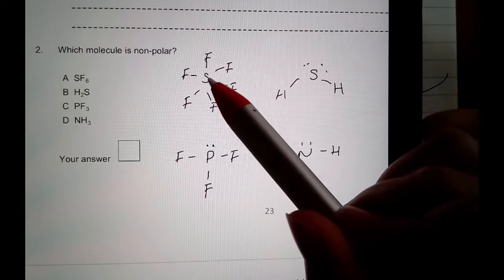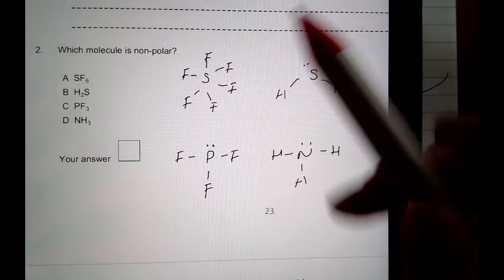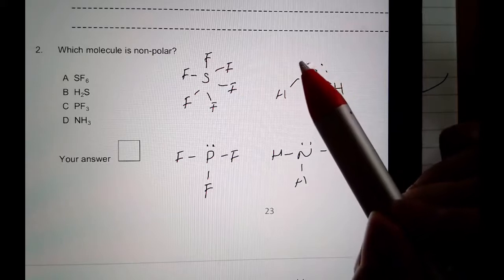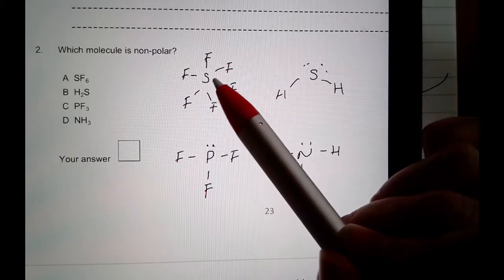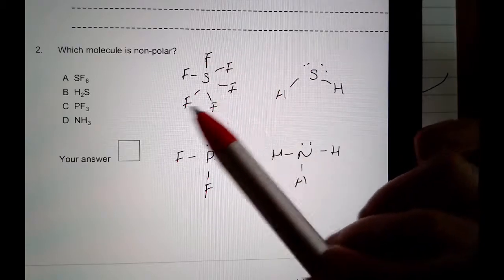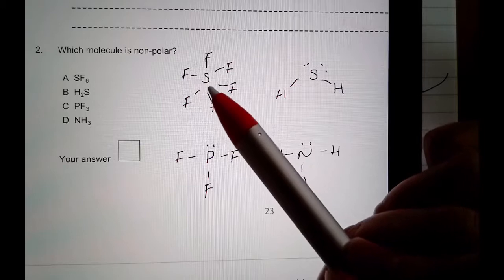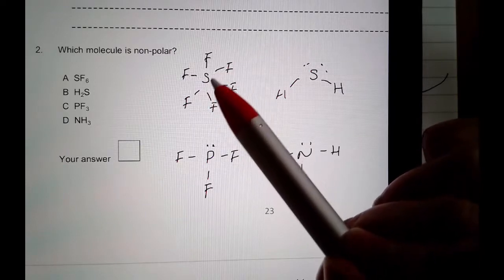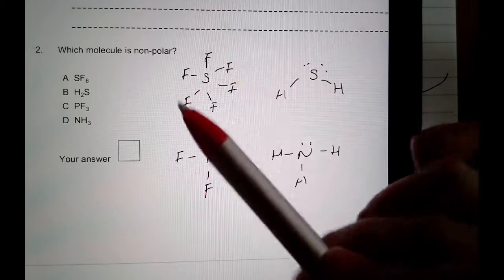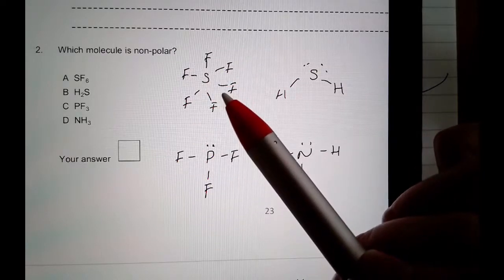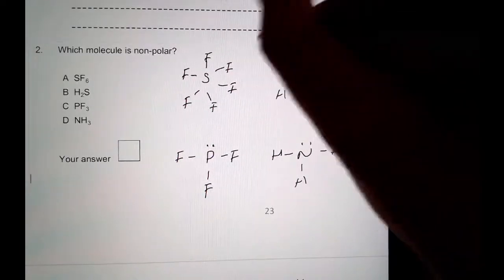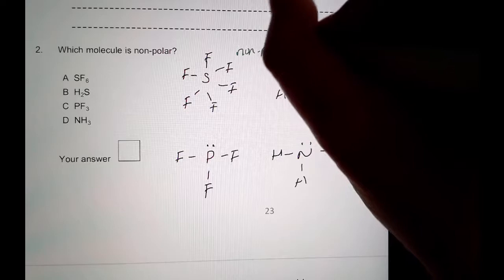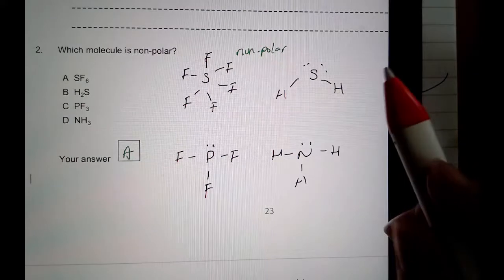Okay, so in the first molecule, I've got sulfur bonding to fluorine. I do have polar bonds, but do I have perfect symmetry? There are 6 bond pairs around sulfur. That means the shape is octahedral. All of the bonds are the same. Octahedral is a symmetrical shape. So if I've got polar bonds, but I've got perfect symmetry, they will cancel out. Those dipoles will cancel out, and overall, the molecule will be non-polar. So my first instinct is the answer is going to be A. I'm going to go through the other molecules as well.